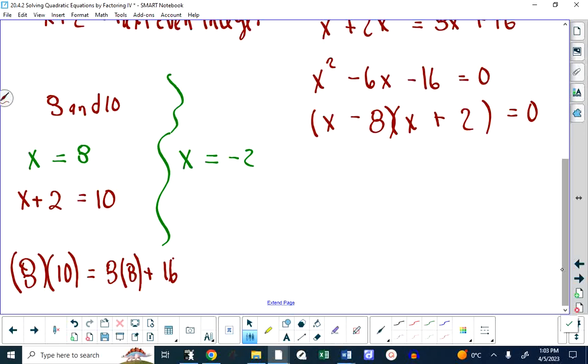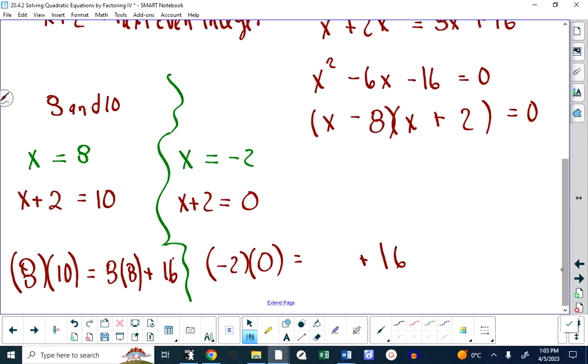Let's check this out. If x equals negative 2, then the next integer would be 0. Right? Negative 2, add 2 to get 0. Let's check this out. The product of these should be 16 more than 8 times the smaller number. Negative 2 times 0 is 0. Is 8 times the smaller number plus 16 also going to give you 0?